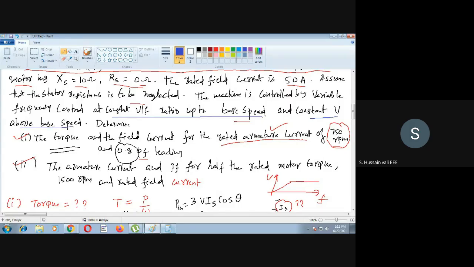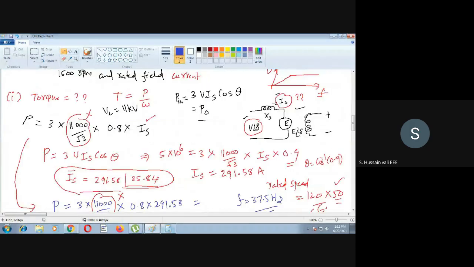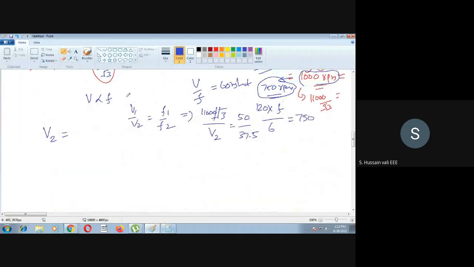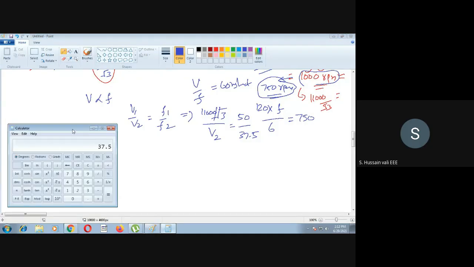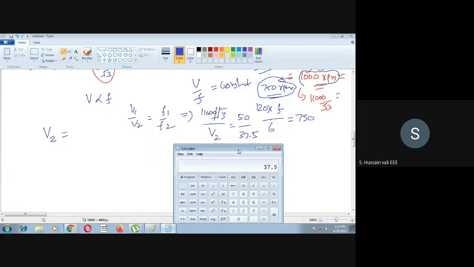So now as it is up to base speed, we will maintain V by F constant. If you maintain V by F constant, then V1 by V2 is equal to F1 by F2. By substituting this, you will get the new voltage. How much you have to supply, that you can find out.